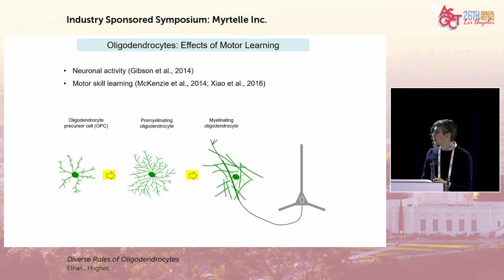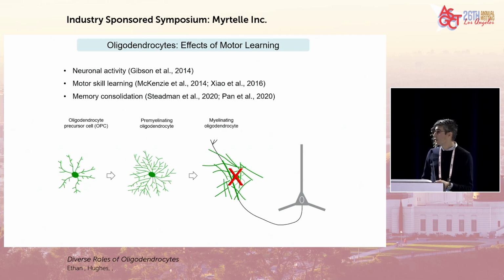And further work from Bill Richardson's group has shown that if you block the formation of these adult-born oligodendrocytes, this actually impairs the ability of mice to learn a novel motor skill learning task. This work has been followed up by 2 other groups recently, showing that this is not just important for motor learning, but also memory consolidation and the formation of long-term memories.